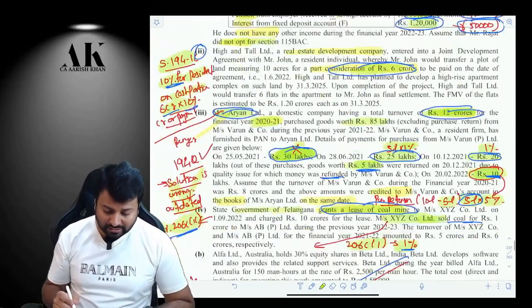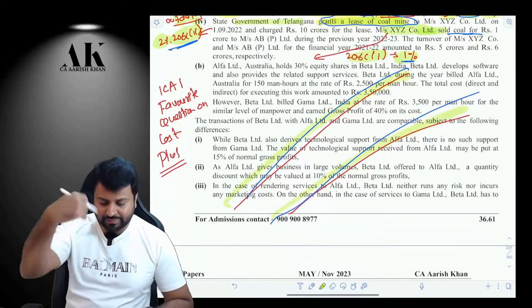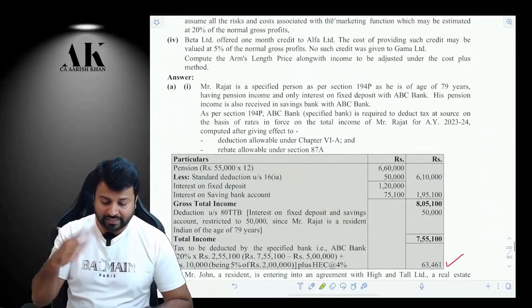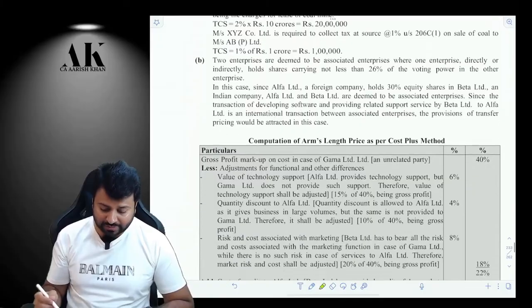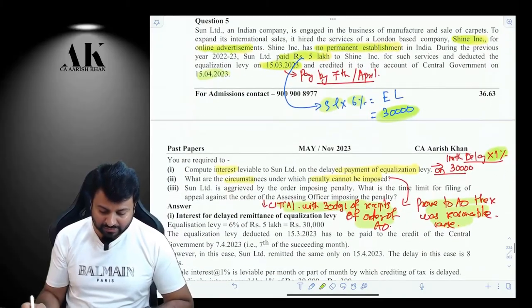Now, this question is exactly the same as what we have done in the previous paper also. It is ICAI's favorite question. Every time they are asking the same question only, of that cost plus method. Yeah, I am not interested in doing that cost plus method again and again.